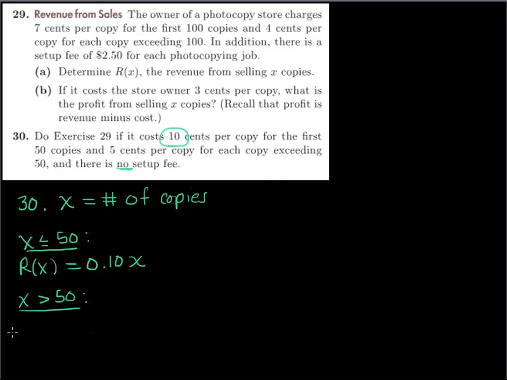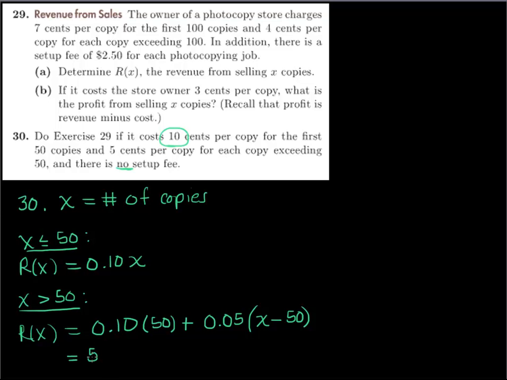So when I do my revenue for greater than 50, I am going to pay 10 cents for the first 50 copies, okay? Now, what am I going to add to this? I'm paying 5 cents for every copy over 50. If X is the total number of copies I want, how many would I have over 50? I would want X minus 50. Think about this: if I have 70 copies, how many do I have over 50? I would have 20, right? So I need the number of copies minus those 50 that I pay the 10 cents for. And I apologize for that. I can't believe I did that.